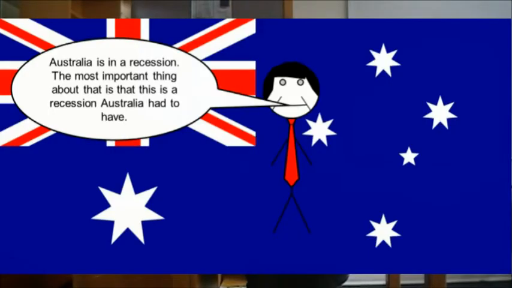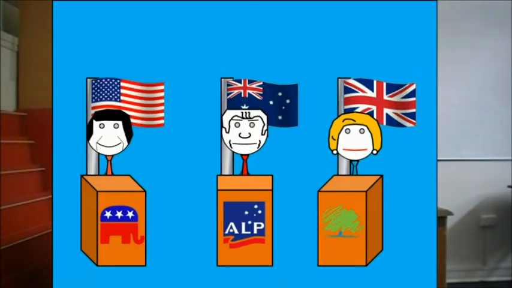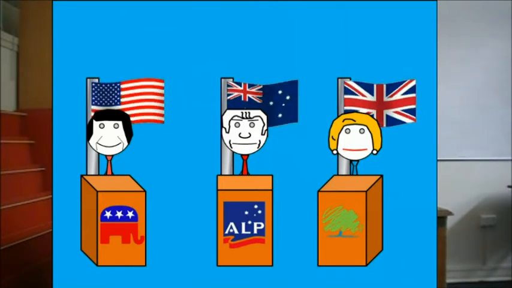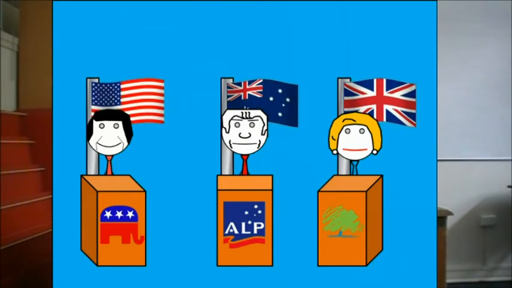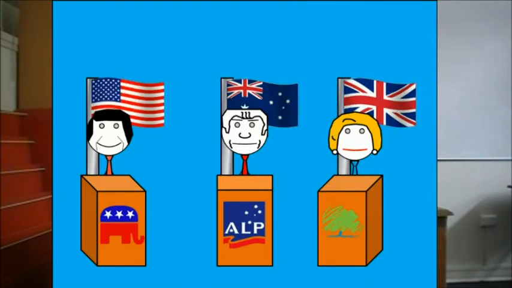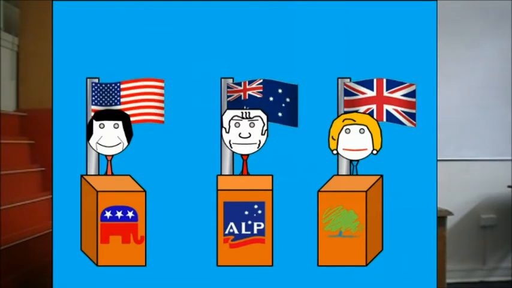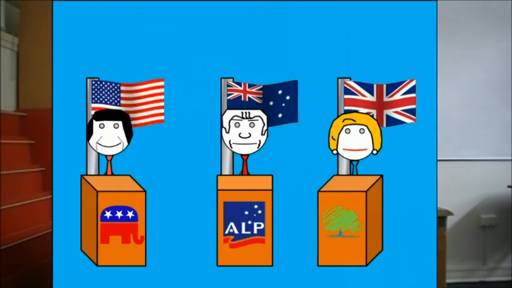Keating said of this, "Australia is in a recession. The most important thing about that is that this is a recession that Australia had to have." You can imagine how popular that made him. Anyway, what's unique about the 80s economic deregulation in Australia is that it was undertaken by a Labor government. In the United Kingdom, it was managed by the Conservatives under Margaret Thatcher, and in the United States by Republican President Ronald Reagan. There were two major consequences of this.